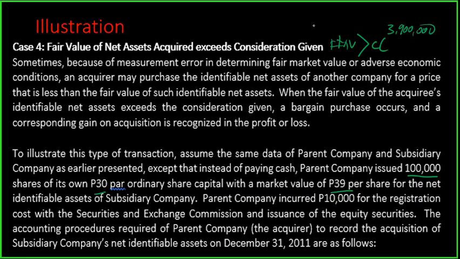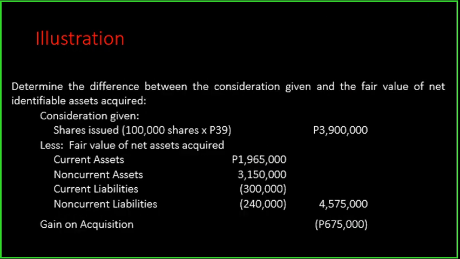3,900,000 when the fair market value is around 4 million. I think it's 4,575. You can just go back. Okay. So, parent company incurred 10,000 for the registration cost of these securities. Let's see what will happen. That's now the purchase price or the consideration.